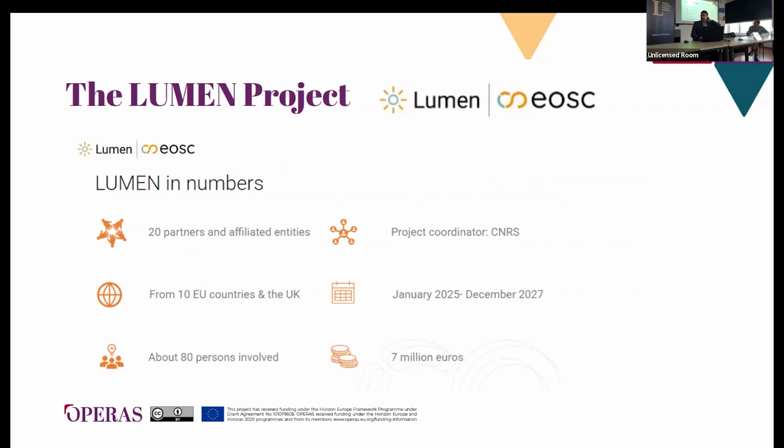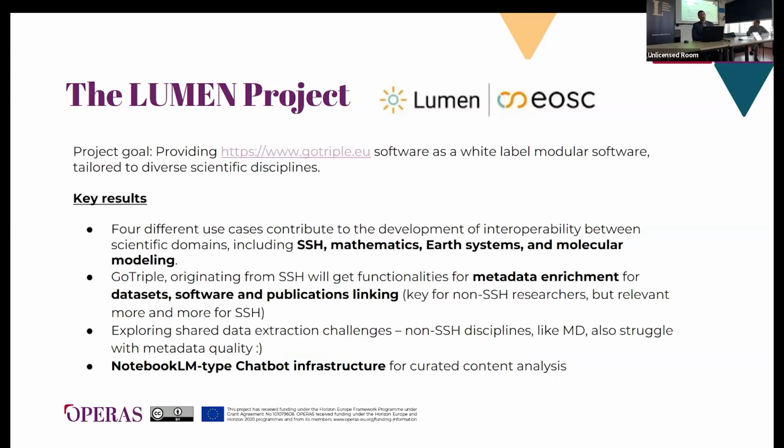Finally, the final project, let's say, that also started in January, that is also around the GoTriple service, is the Lumen project. This is an EOS project, around 20 partners, a similar community, not totally the same, but similar. So around CNRS, but with Operas heavily involved. So the Lumen project is something that I think is interesting from the interdisciplinary perspective, because it will take the software that GoTriple was built on and will be using it to satisfy the needs of mathematicians, earth system scientists, and molecular dynamics experts.